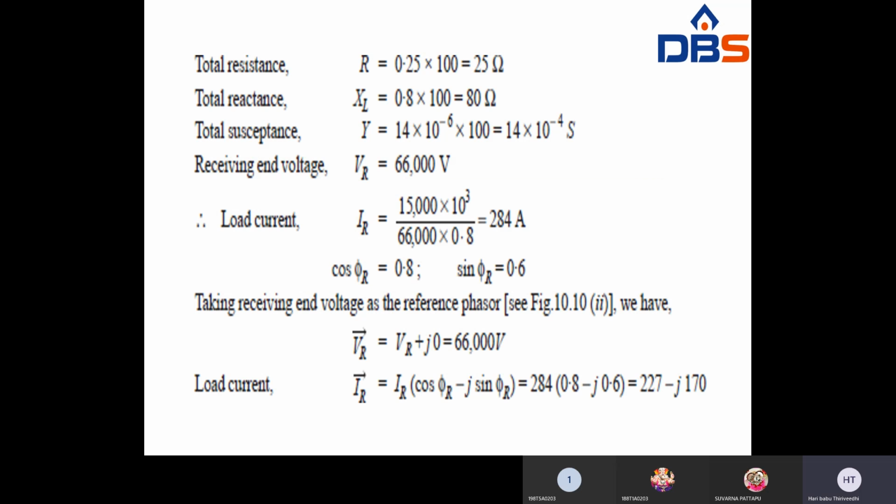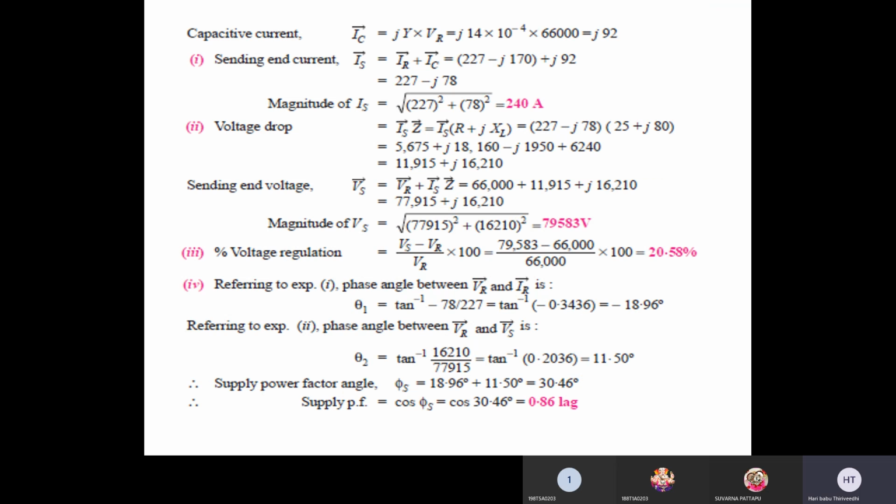So charging current IC is equal to, you know the formula, charging current is equal to V by XC. V by XC means 1 by omega C, that 1 by omega C comes up. So j Y VR or V Y omega C, whatever it may be. We know the Y value, we know the VR value, then we get j92. Capacitive current is equal to j92.